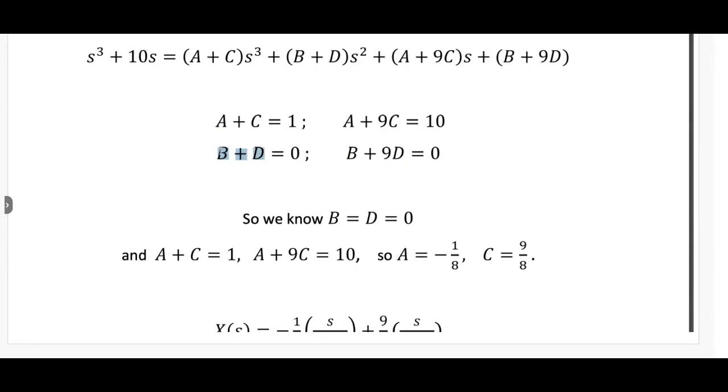Then from this, b plus d equals 0. Then b plus 9d also equals 0, right? In this case, b equals negative d. So change this to be negative d. Negative d plus 9d, that's 8d. 8d equals 0. 8 is not 0, so that means d has to be 0. If d is 0, that means b has to be 0. So we solve for those two variables, b and d.